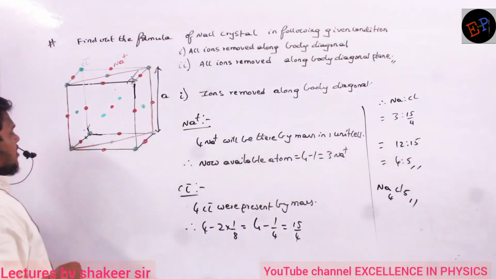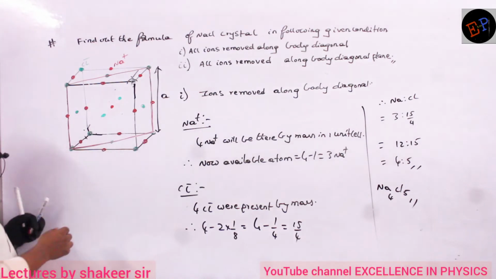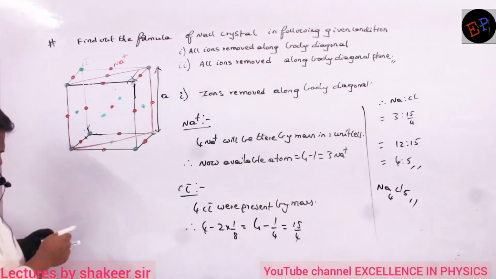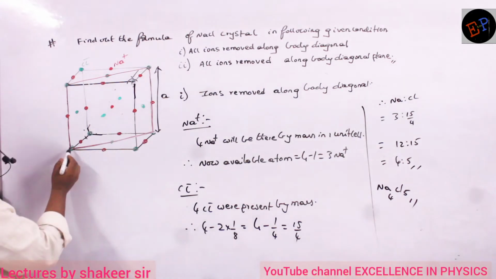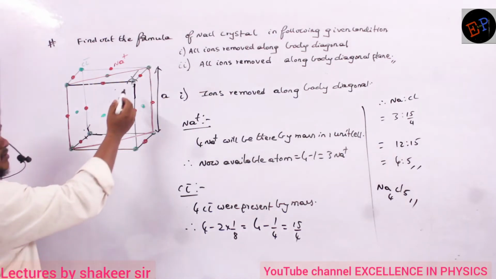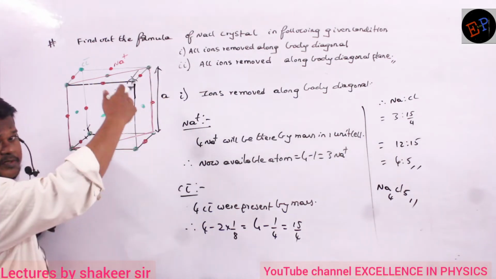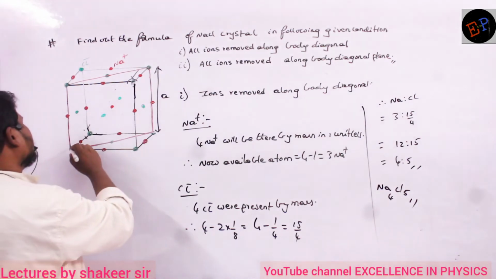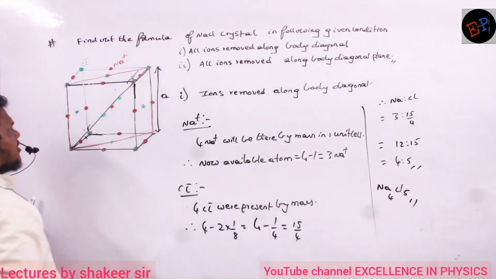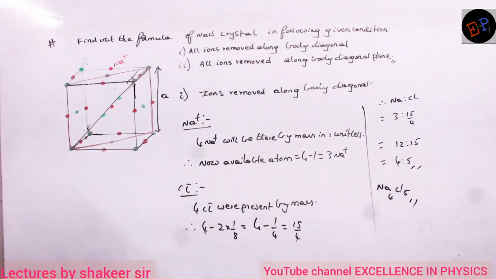Body diagonal means what? For example, this one. Where is this Cl minus ion? This Cl minus ion is present out of the board. This Cl minus is present inside the board. So the diagonal is drawn like this. From here to here, this becomes the body diagonal. Are you able to understand?